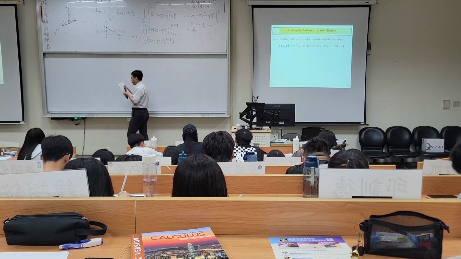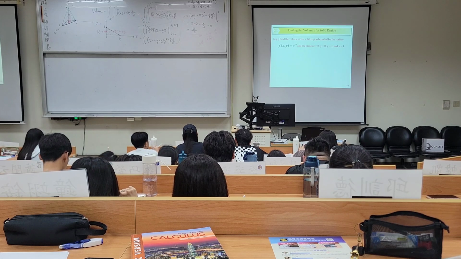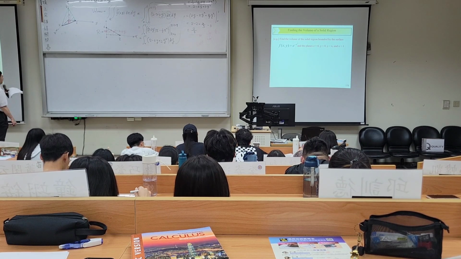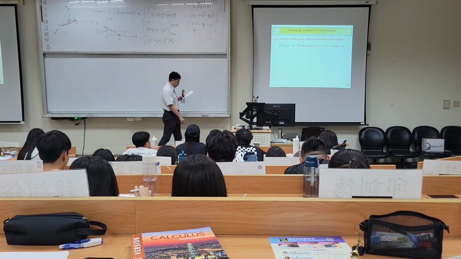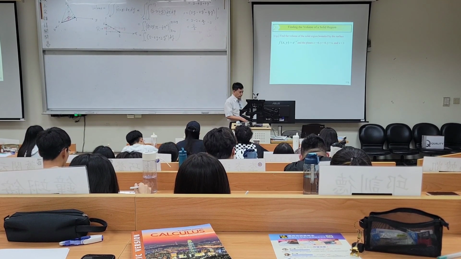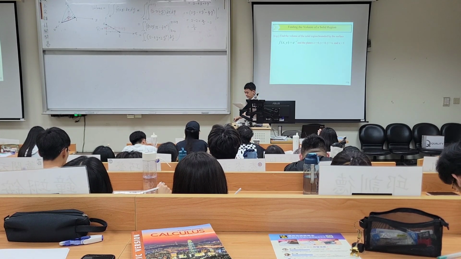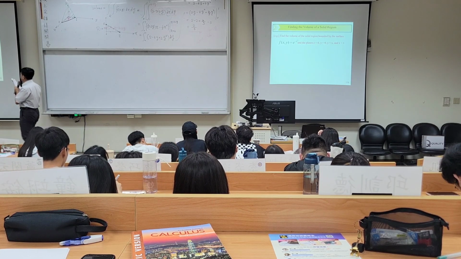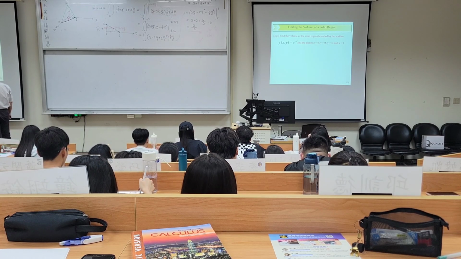Okay, we'll find the volume of the solid region bounded by the surface e to the minus x squared and the planes z equals 0, y equals 0, y equals x, and x equals 1. Here the surface will be the roof, and the planes are z equals 0, y equals 0, y equals x, and x equals 1.